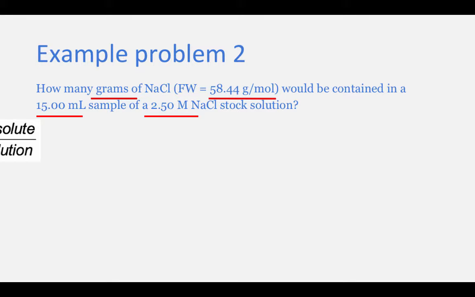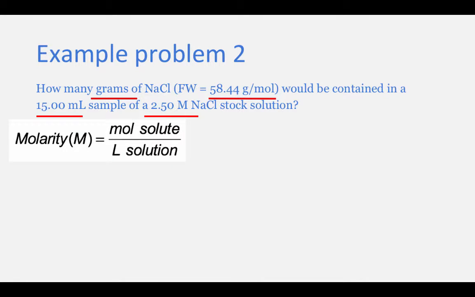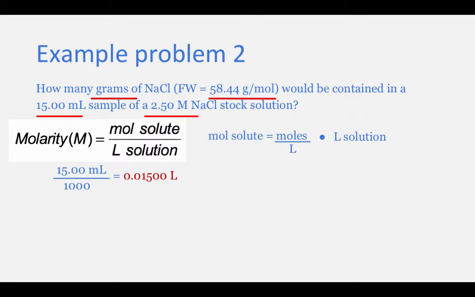Third, what do you know? The definition of molarity is moles of solute divided by liters of solution. So you already know the denominator. It is the 15.00 milliliters divided by 1,000 to give you 0.01500 liters. Fourth, how to find out what you don't know. We need to rearrange the molarity definition. To find the number of moles of solute, multiply the molarity, whose units are moles per liter, times the number of liters to get the number of moles.